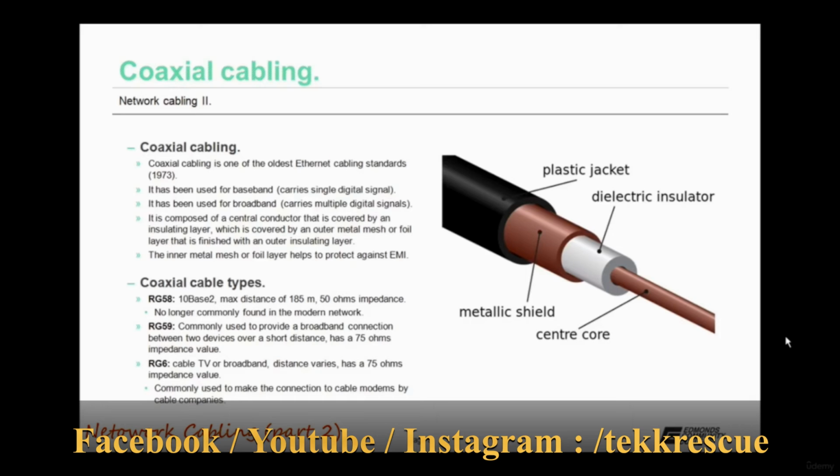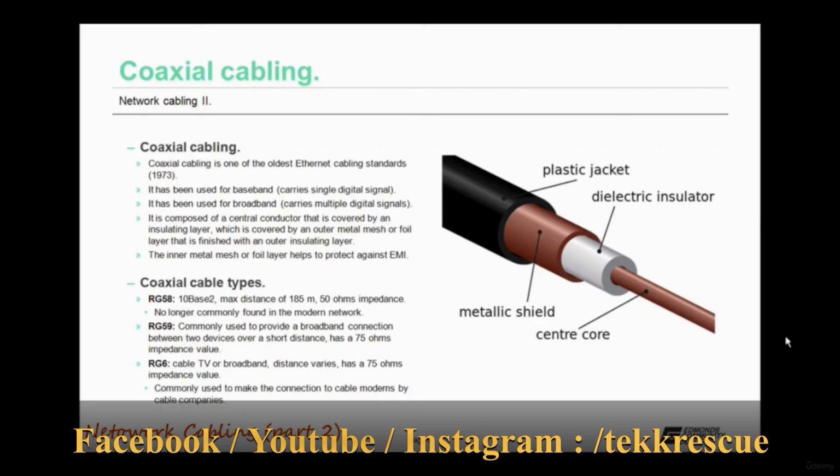Then there's RG59. It's commonly used to provide a broadband connection between two devices over a short distance. And it has a 75 ohms impedance value. And it's only used for short distances because it leaks its signal. It can't span very far.